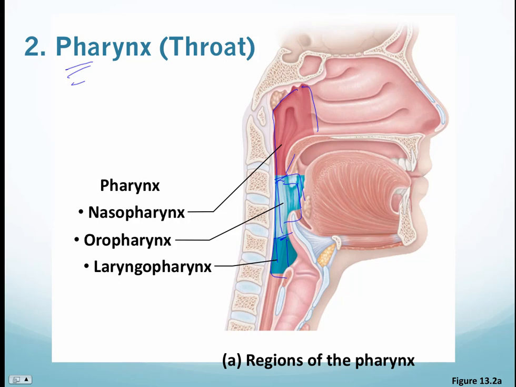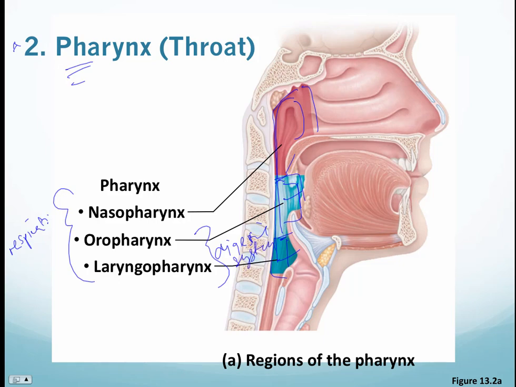Now, a couple of things I want you to know, because this is going to come up again for the digestive system. Only the nasopharynx is involved in the respiratory system. However, both the oropharynx and the laryngopharynx are involved in the digestive system. So all 3 of these are part of respiration, but only these 2, the oropharynx and laryngopharynx, are part of the digestive system.